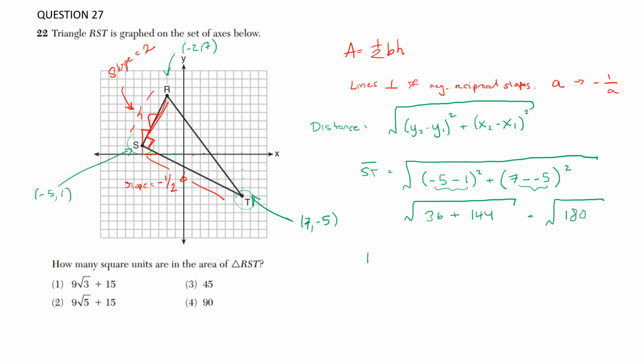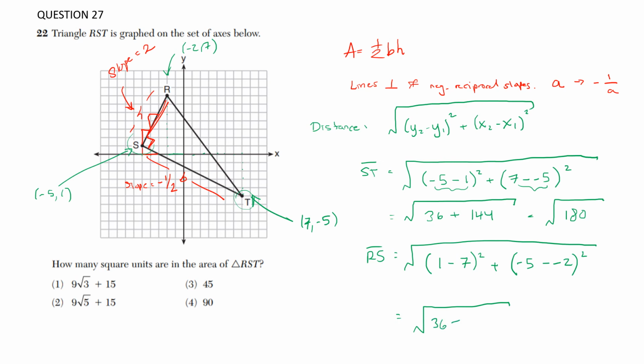The next one we have to find is RS. So that's the square root. We'll take S to be point 2 this time: 1 minus 7 squared plus x2, negative 5 minus negative 2, squared. And that gives us 1 minus 7 is negative 6. Negative 6 squared is, again, 36. We're going to add that to negative 5 minus negative 2, which is plus 2. That's negative 3 squared, which is 9. And that gives us the square root of 45.